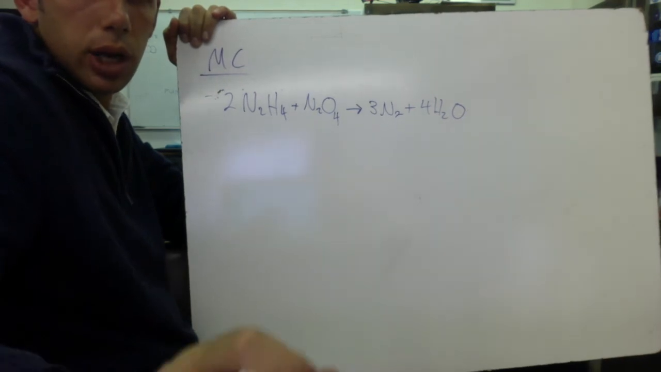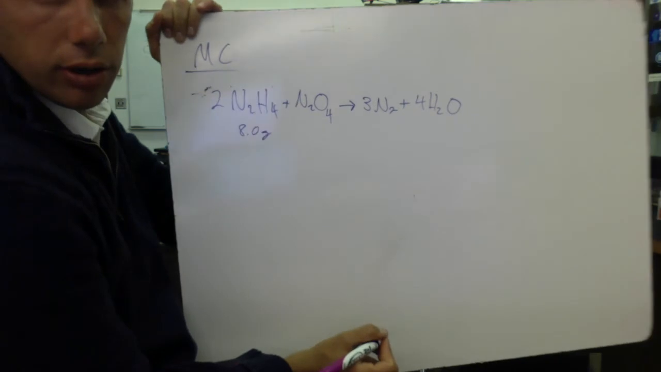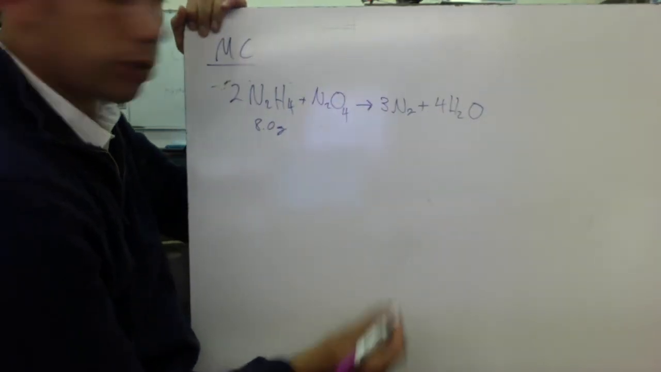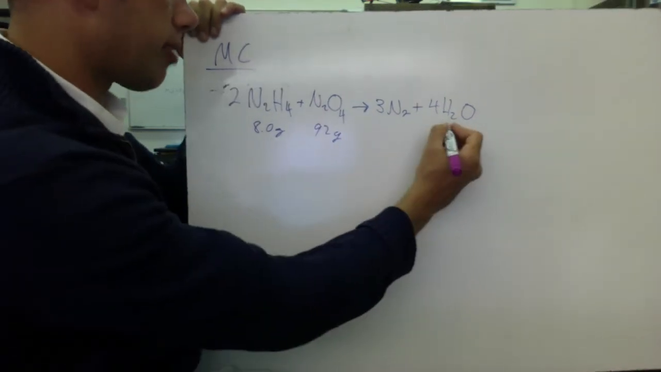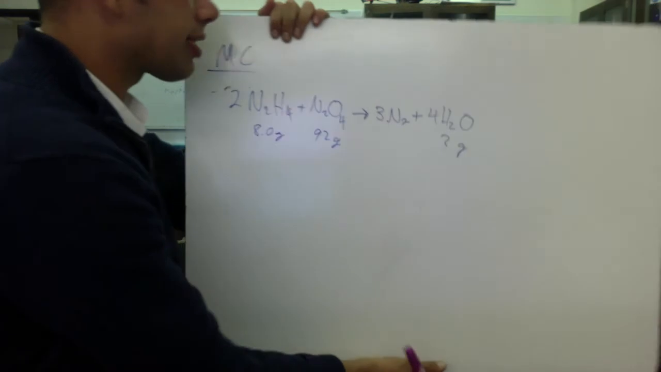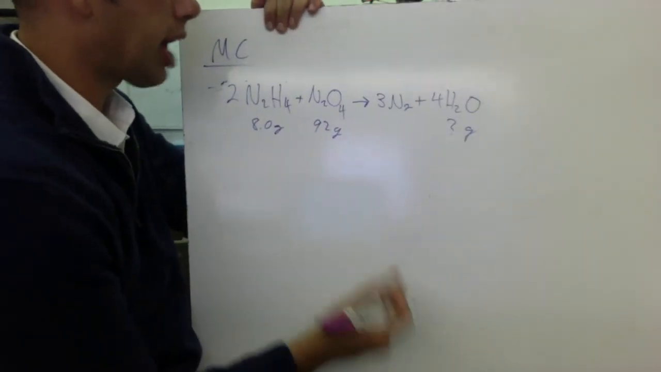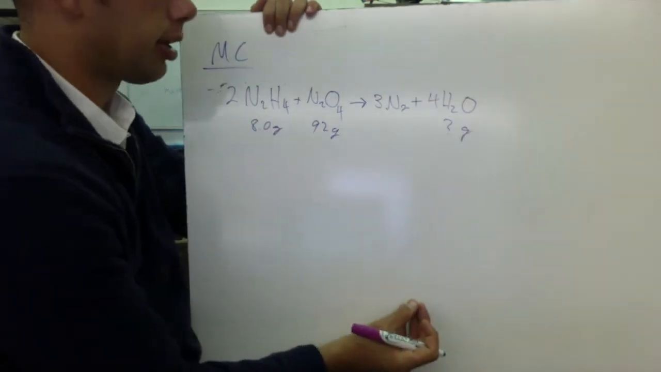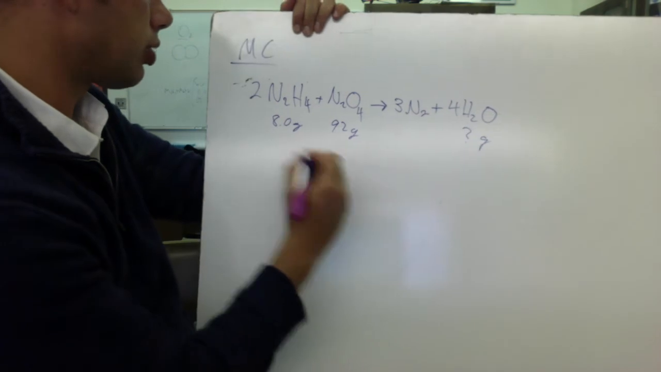Okay. And you have 8 grams of this dude, and you had 92 grams of this, and they wanted to know the maximum mass of water. And when they say maximum, they're not asking you how much would come from the excess reactant. Okay, they mean how much would come from the limiting reactant, meaning the maximum amount before you run out of anything. Okay, so we got to do this twice.